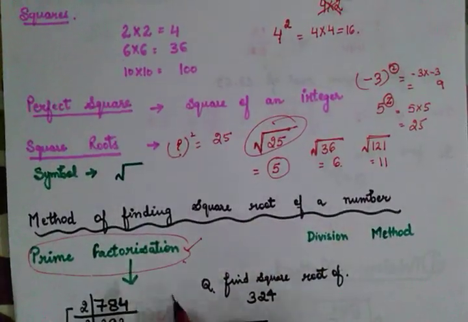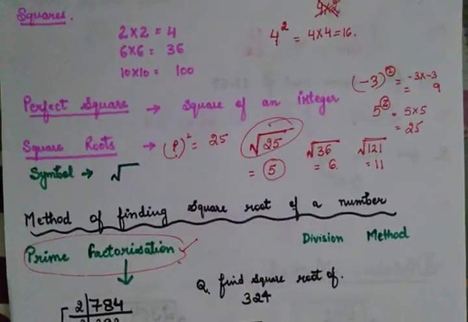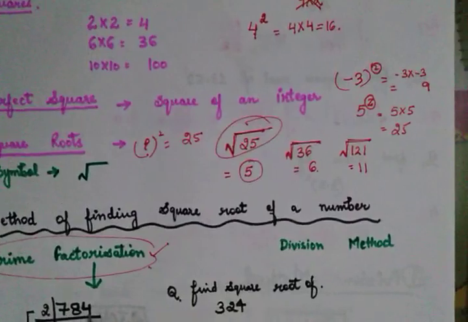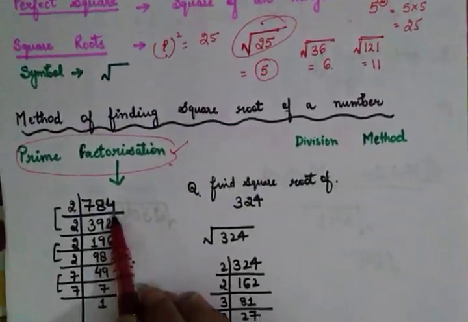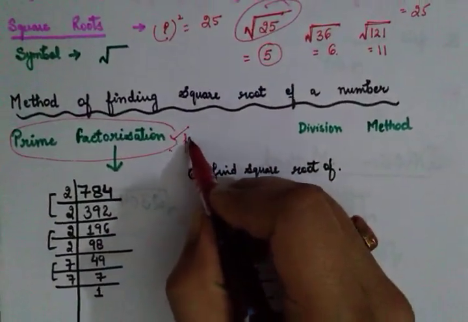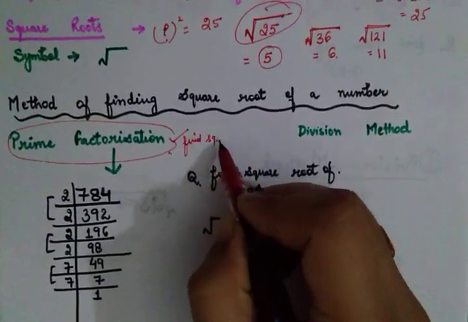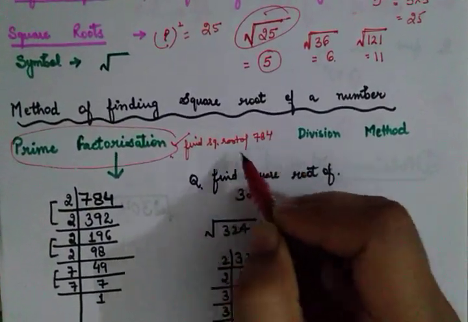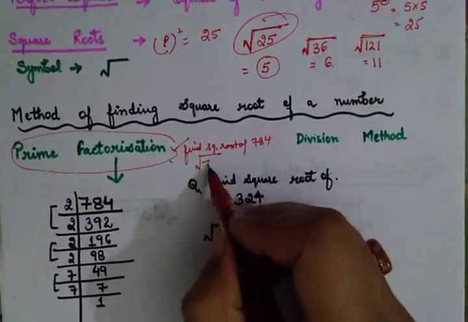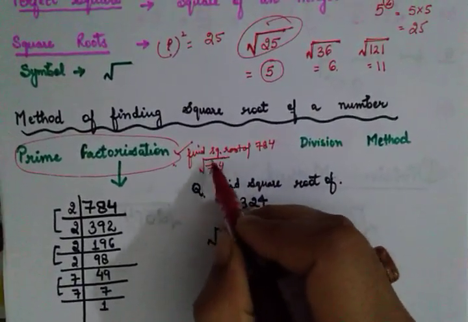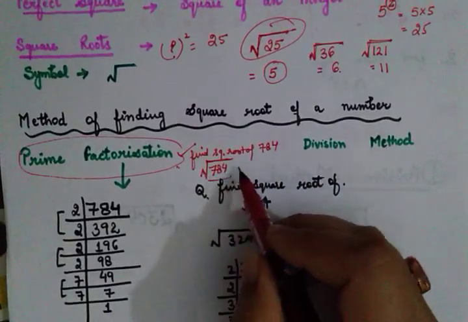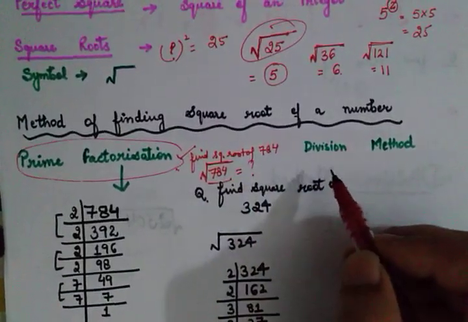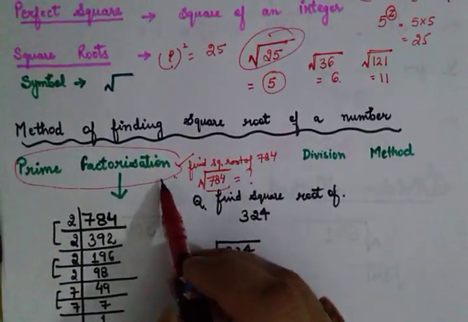Like suppose the question came: you have to calculate the square root of 784. So how will the question be written? Find the square root of 784, or they can also give it like this. Directly they will write the number under the root sign and ask you what the answer of this is. So how can you solve it by the prime factorization technique?